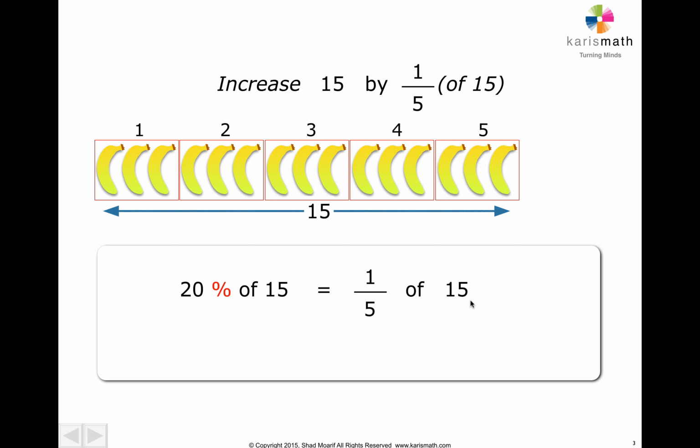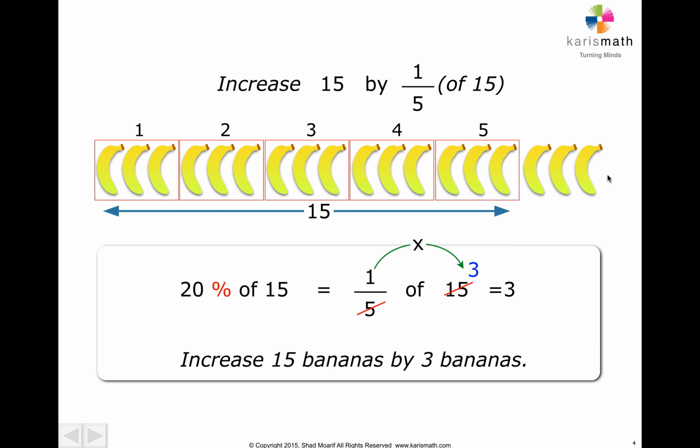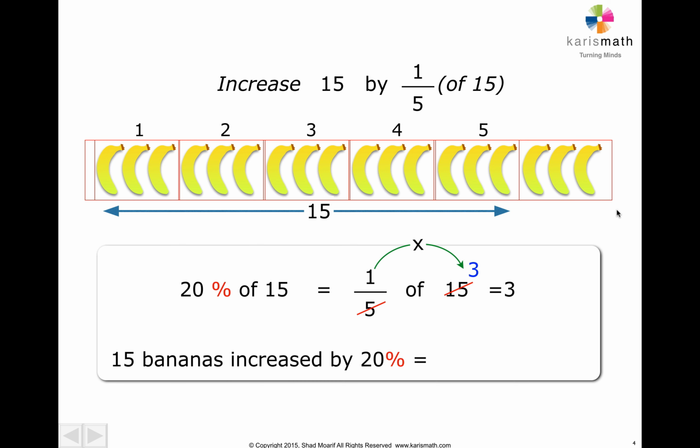So break it into 5 equal groups, and then one of those groups is 3. So that's what you add. One of these groups is 3, so you add 3 bananas. That's this much here. That's what you add at the end. So 15 bananas, increase it by 3 bananas, and so you now have 18 bananas altogether. So if you increase 15 bananas by 20%, all you did was add 3 to it, which is 20% of 15 bananas, and you get 18 bananas.